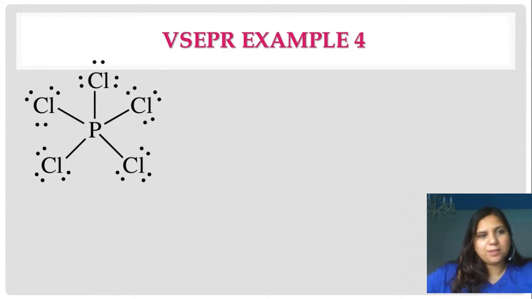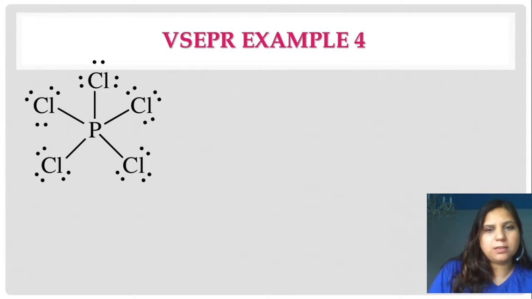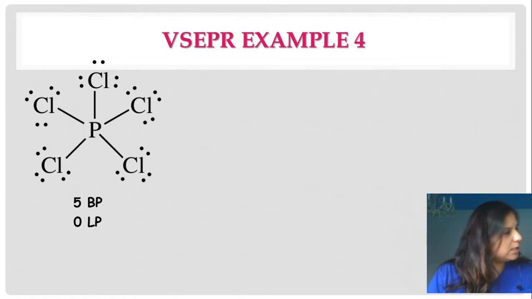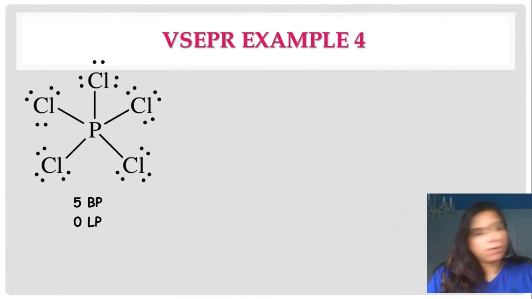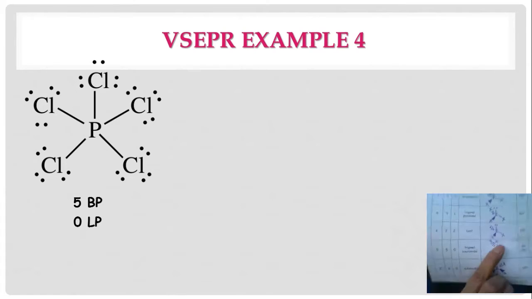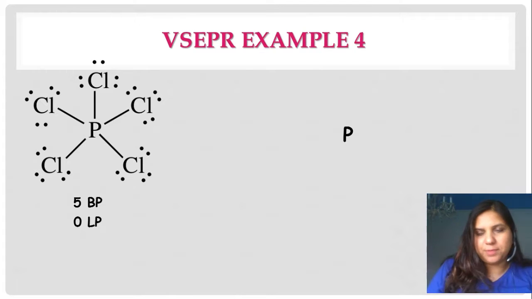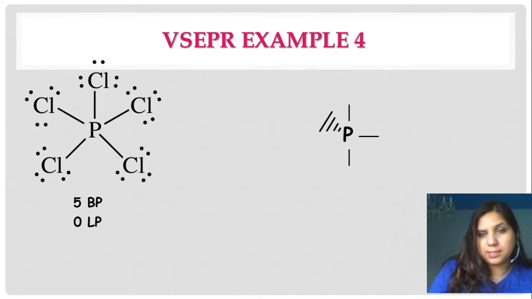Last example. Okay, phosphorus pentachloride. Counting the bonding pairs, 5 bonding, 0 lone. Okay, looking at my chart, I see that 5 total electron clouds, 5 bonding, 0 lone, is trigonal bipyramidal. And so we're going to draw it exactly like that, this one right here. Okay, so I'll put the phosphorus in the middle. Then there's 3 lines. Then there's 1 line that's dashed going behind the plane, 1 coming forward. Put the chlorines all around.